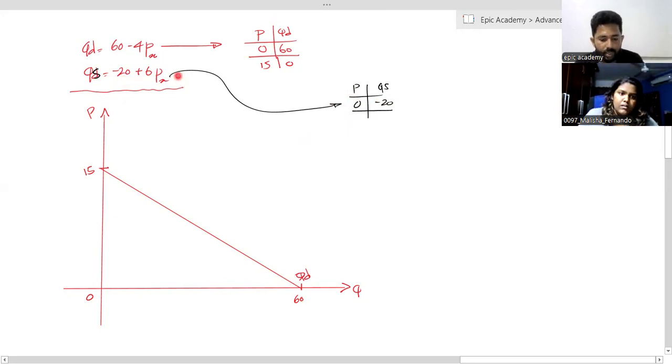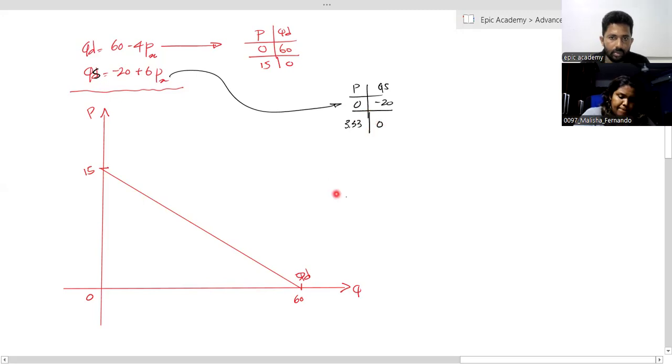0 equals minus 20 plus 6P. So then I'm going to change the direction of the minus 20, it becomes plus 20. So 20 equals 6P. That means 20 must be divided by 6. It becomes 3.33. Yes, that's the value.